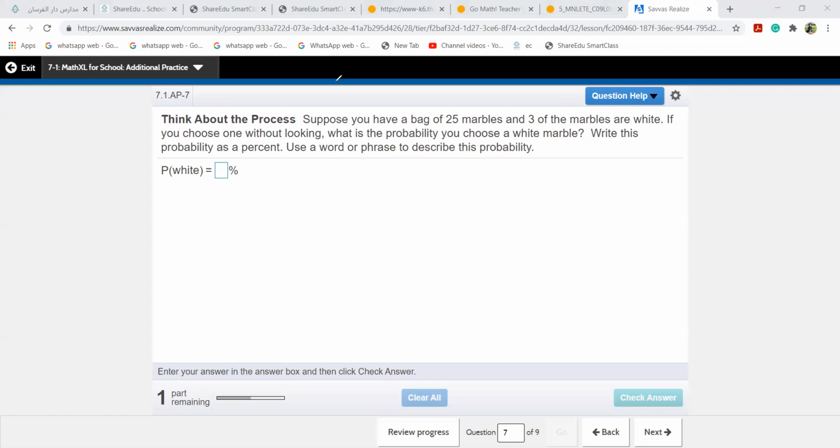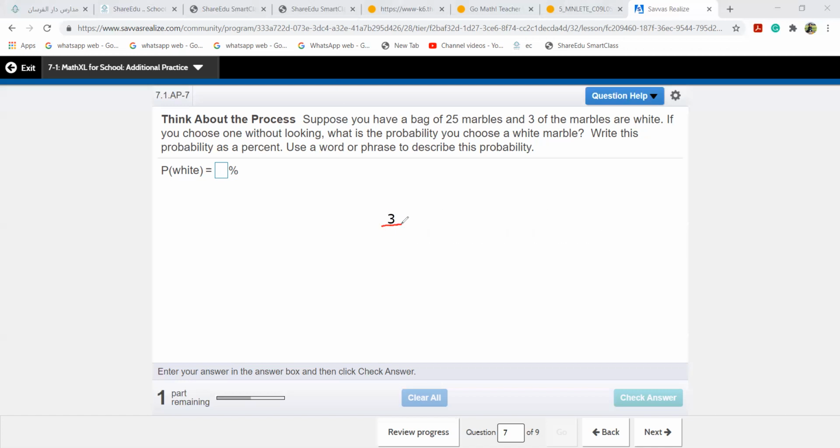That means you all did not get the concept. Yes, Judy? How many white marbles are you choosing? Can you be louder? White marbles, 3. Right? How many marbles are white in the 25 marbles? 3 are white. So I'll write 3 in the numerator and the total in the denominator.